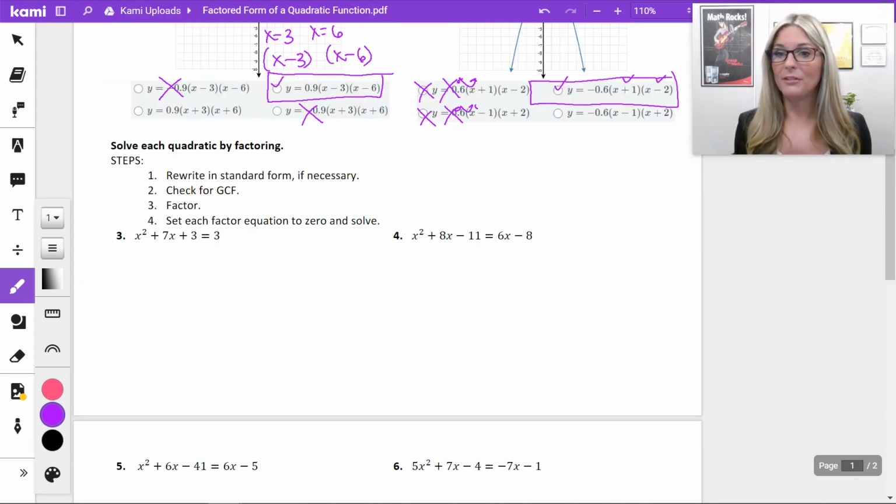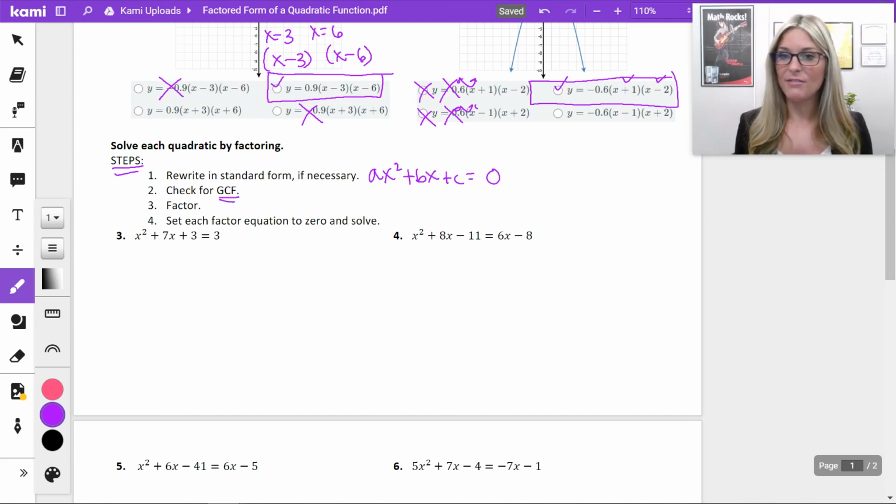What about when we're not provided the graph? We can still solve our quadratics by factoring. I've provided some steps for you. Number 1, we do want to make sure that we write our quadratic in standard form if necessary. Recall that is going to be x squared plus bx plus c equals 0. So we just want to make sure our entire equation is equal to 0 before we get started.